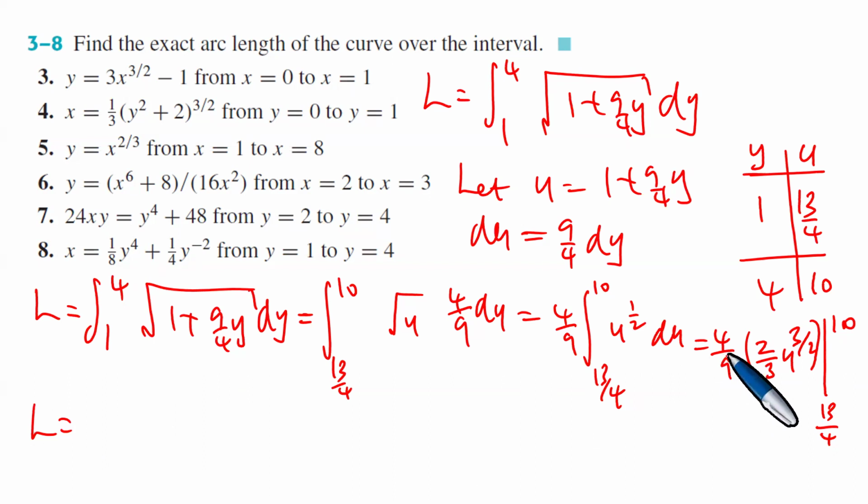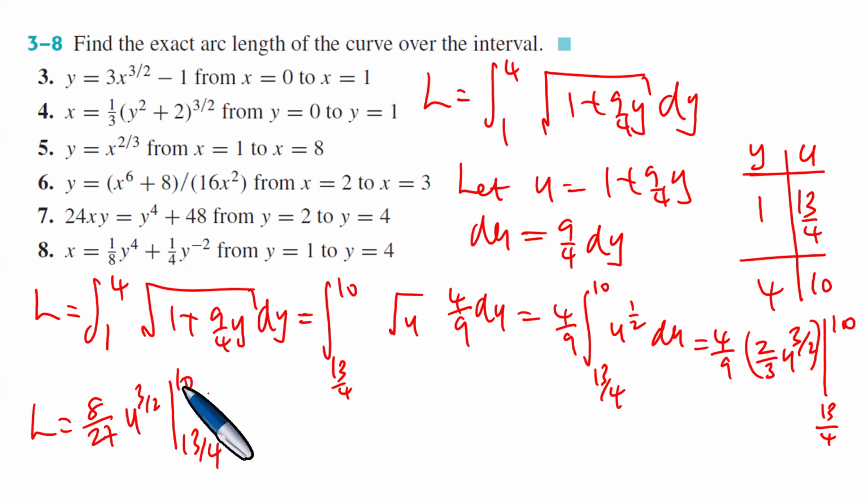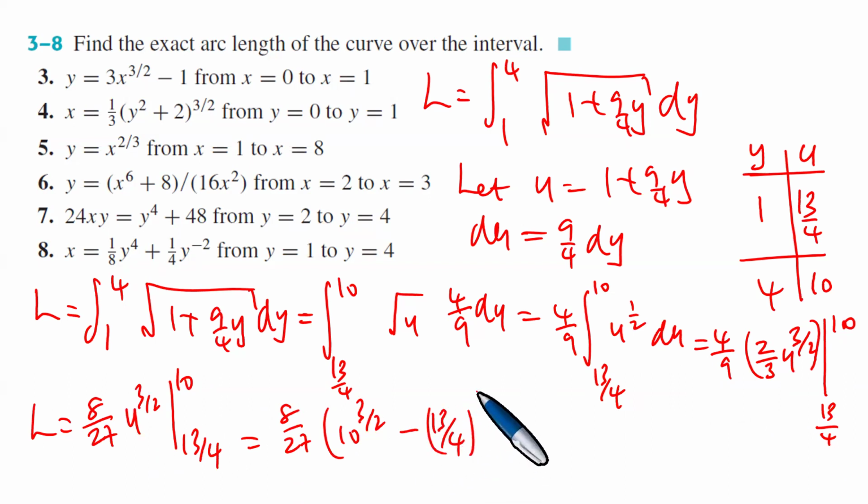L becomes 4 times 2 is 8 out of 27, u to the power 3 out of 2, the integral from 13 out of 4 to 10. 8 out of 27, you plug in the 10, it becomes 10 to the power 3 out of 2 minus 13 out of 4 to the power 3 out of 2. And this is the answer. Remember, you need to find the exact arc length, and this is the exact arc length. There's just nothing more, nothing less.